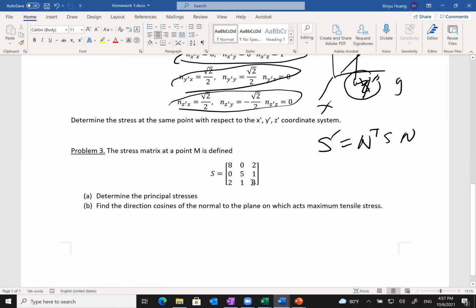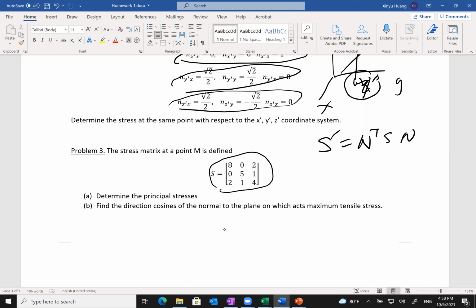All right, now let's go over the third problem. The third problem is essentially the same as the principal strain problem, just a different context. The principal stresses for this stress tensor are the 3 eigenvalues of this matrix, and associated with each eigenvalue there's a principal direction, which turns out to be the eigenvector associated with that eigenvalue.